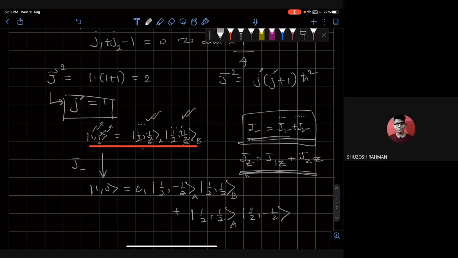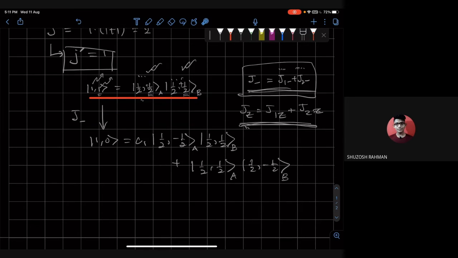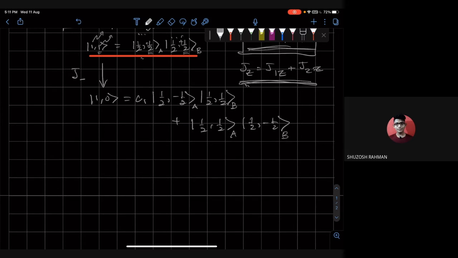So we see that we have Jz. Jz1 is minus half here, for A, and JzB is plus half. So these two will add up to 0. Same here: JzA is half, JzB is minus half, right? So again, this will also add up to 0, and this is exactly what we get here. Okay, and then you can apply the J minus operator again, and you're going to get 1, minus 1.